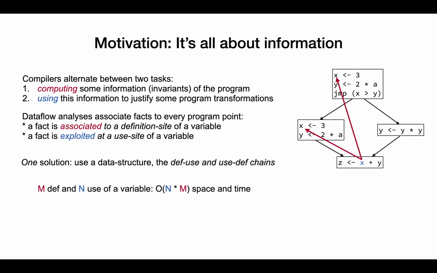The problem with this data structure is that in the worst case, if your variable has m definitions and n uses, then you end up with something that has a quadratic space and time complexity, the product of this n and this m.